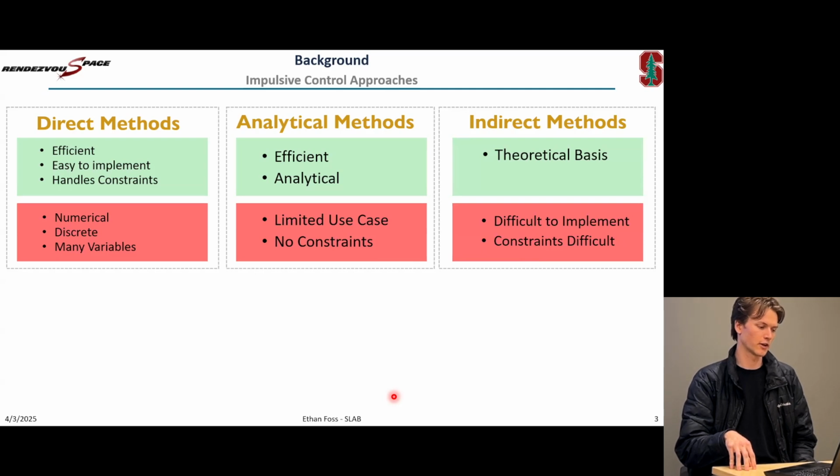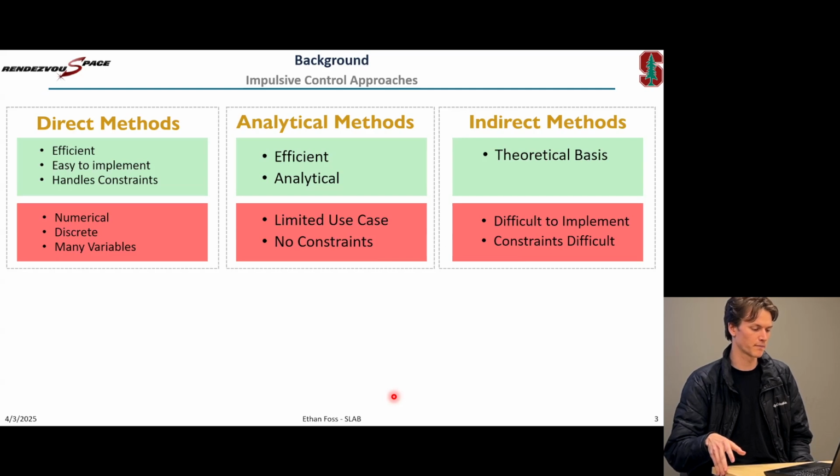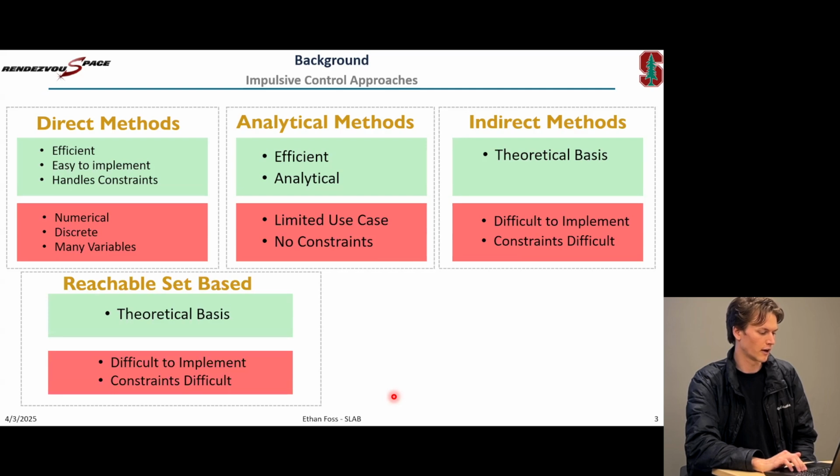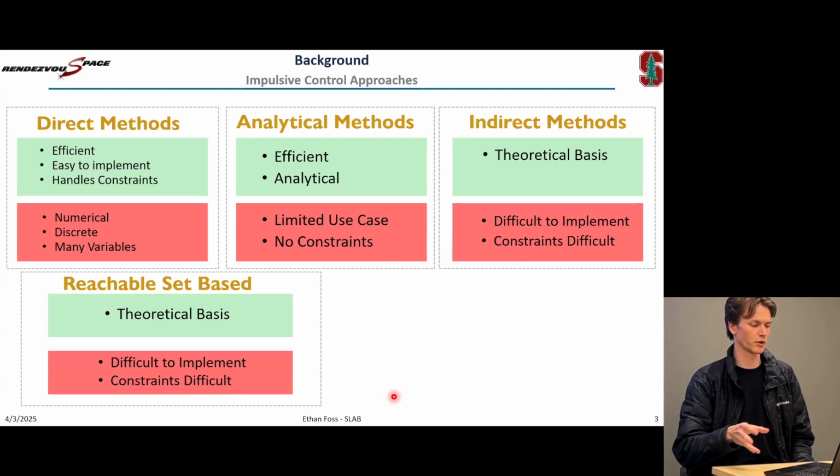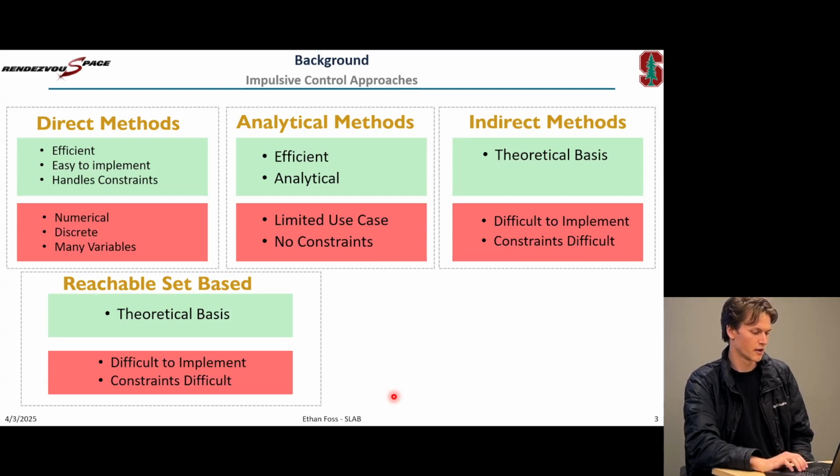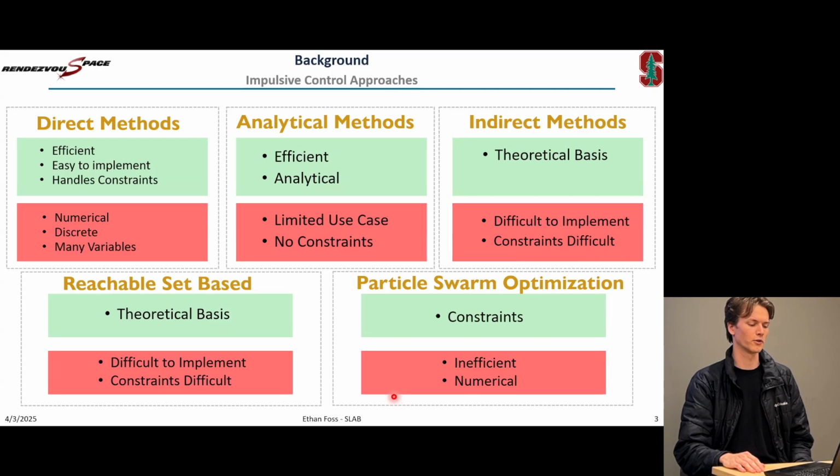Indirect methods, in contrast to direct methods, apply optimality conditions directly to the continuous time version of the problem. So in this way, they're rooted in a theoretical basis. But the problem is they're typically pretty difficult to implement and are not very flexible in handling constraints. I consider the reachable set-based approach for impulsive control to be a dual form of the indirect methods. So in this way, they also have that theoretical basis and suffer similar weaknesses that indirect methods do. And then lastly, sometimes I see people apply particle swarm optimization a lot for impulsive control. I'm not sure if this is the best approach, though.